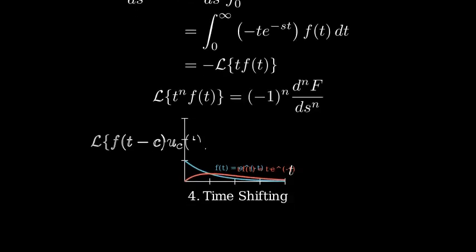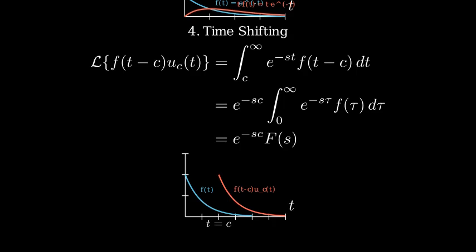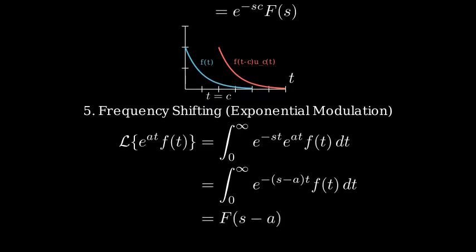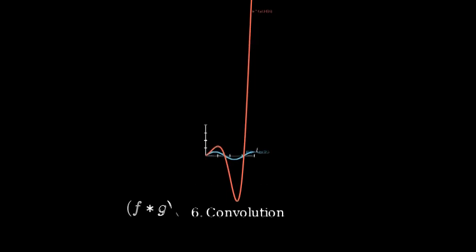Property 4, time shifting. If g(t) equals f(t minus c) times the unit step at t equals c, then the Laplace transform of g equals e^(-sc) times F(s). Property 5, frequency shifting or exponential modulation. The Laplace transform of e^(at) times f(t) equals F(s minus a).